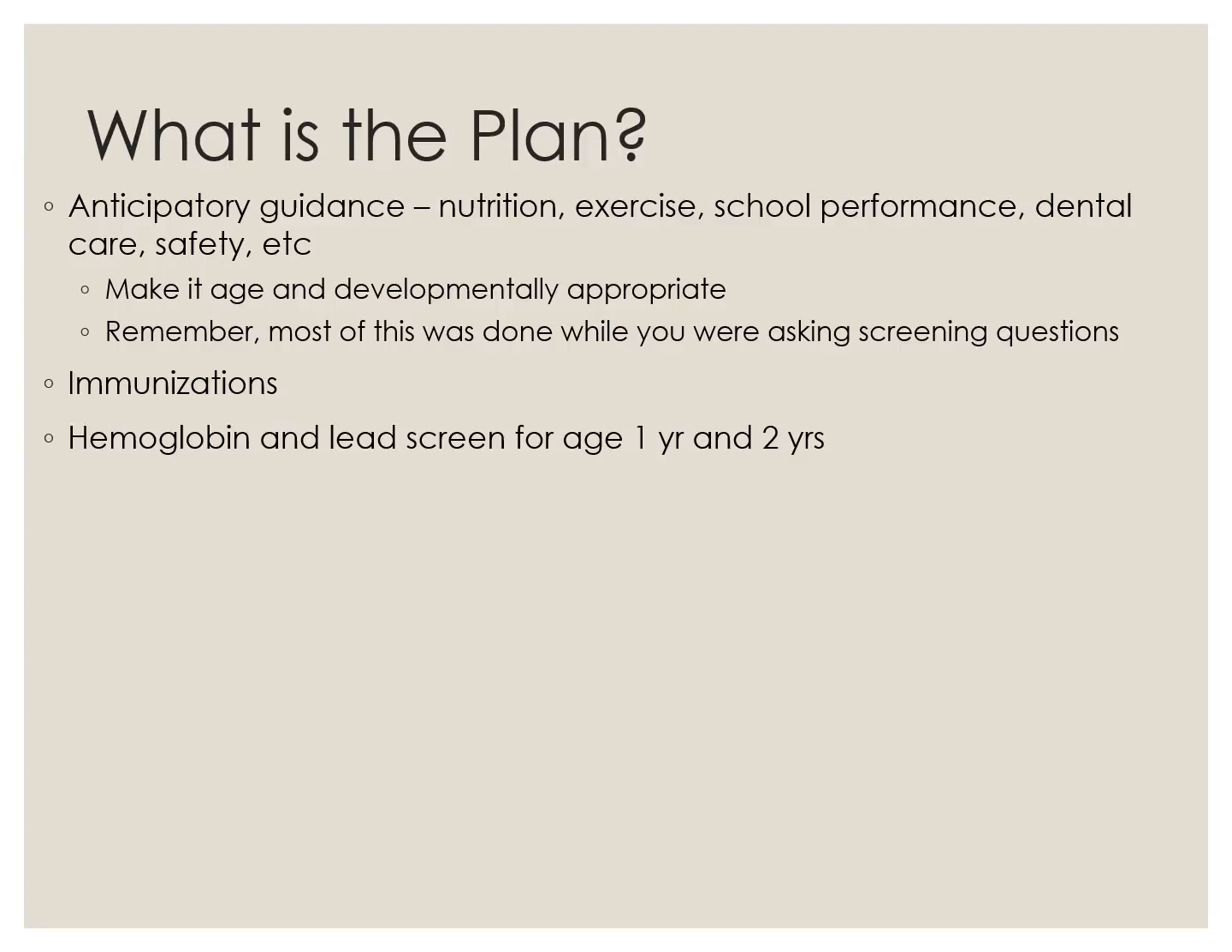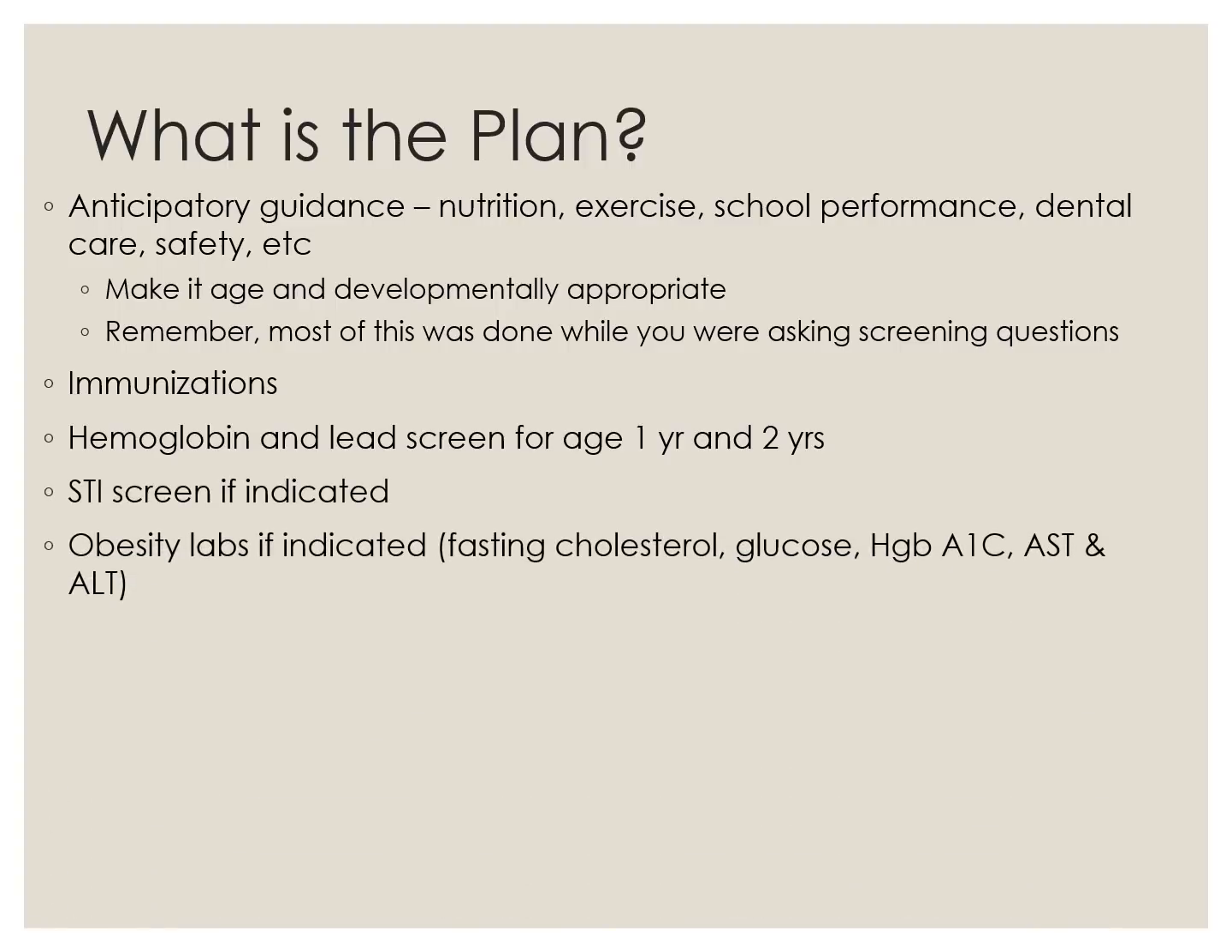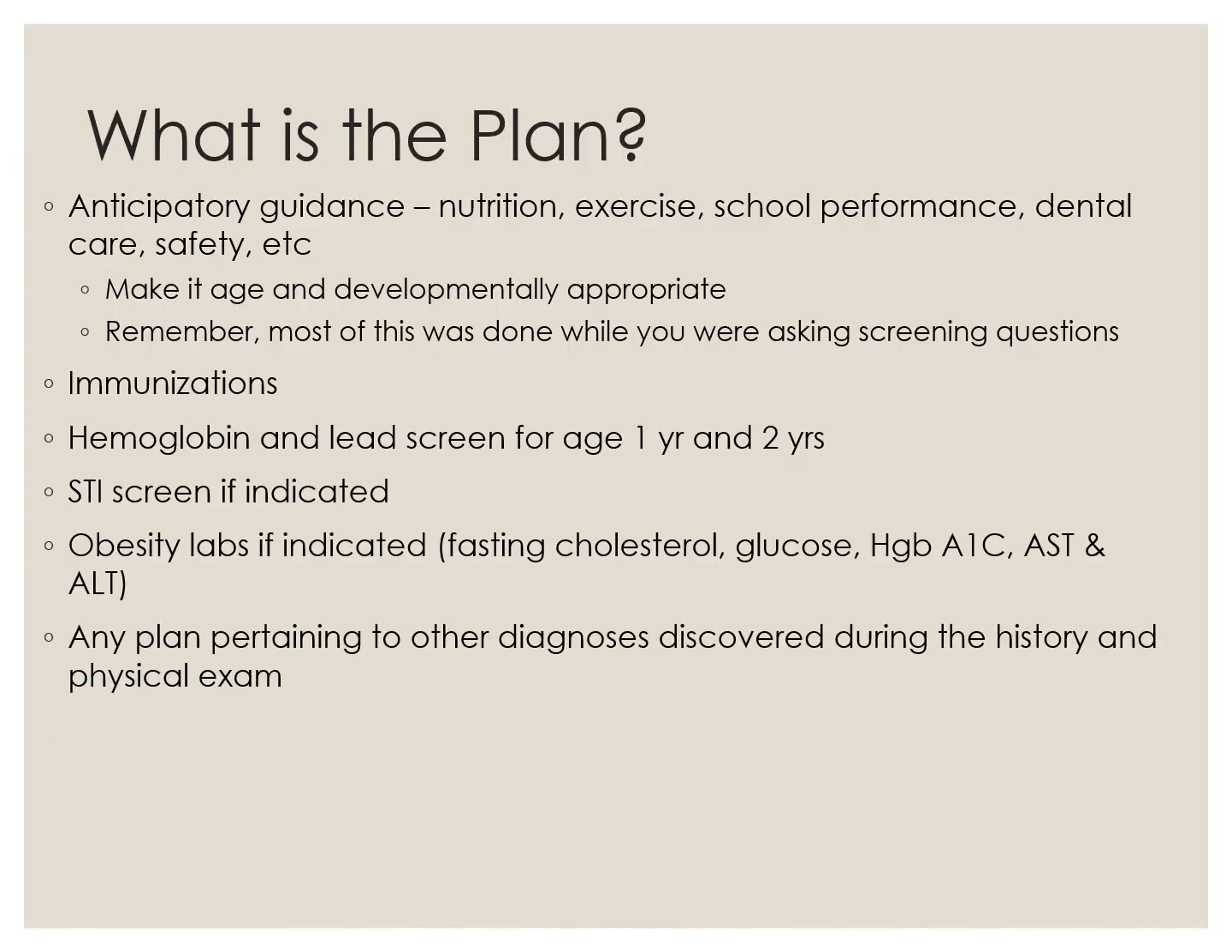And then we're screening for lead toxicity at 1 year and 2 years in all children, regardless of whether they're symptomatic or not. In teenagers, we do STI screenings. If the child does fall into that BMI of greater than the 95th percentile, you may do some screening labs: fasting cholesterol, glucose, hemoglobin A1C, and then AST and ALT, those liver transaminases, looking for fatty liver disease, non-alcoholic steatohepatitis, and then any plan pertaining to the other diagnoses. So if they failed their hearing screen, you're probably going to refer them to an audiologist.